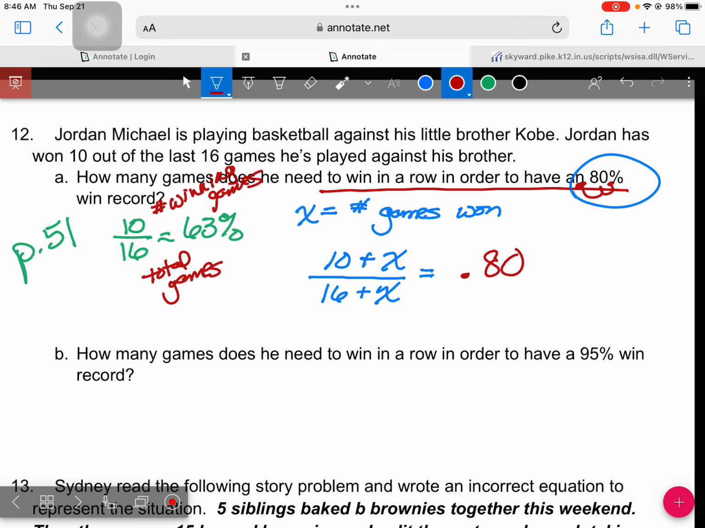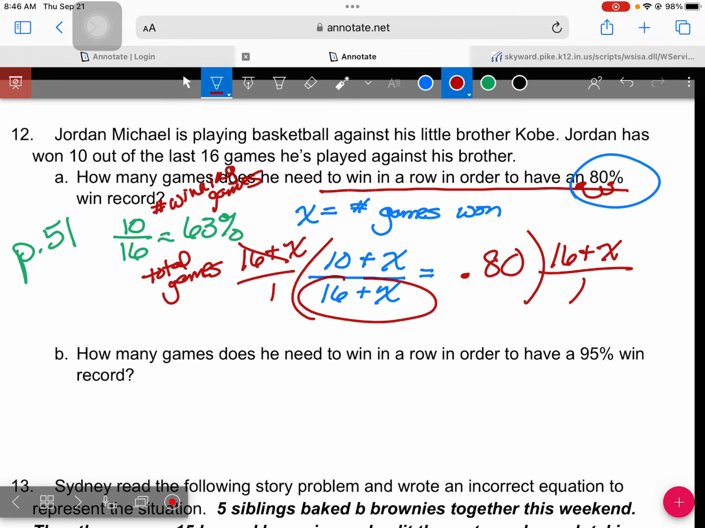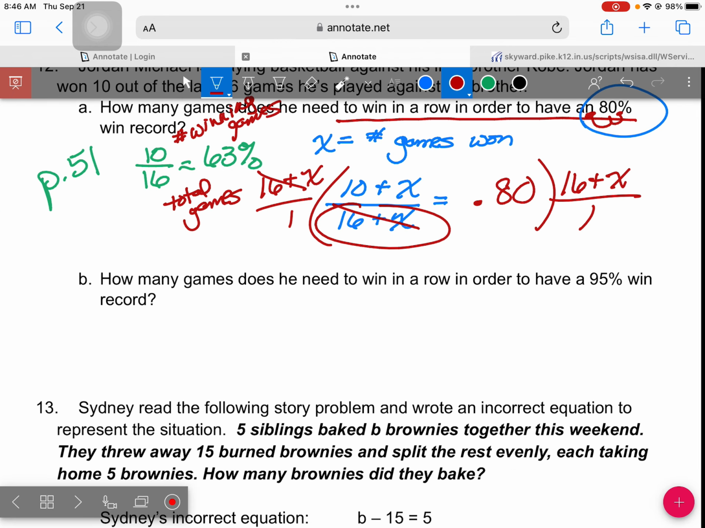Yes. When you have your variable in the denominator, you want to move it out of the denominator. So multiply both sides by that amount, 16 plus X over 1. Over on the left, they're going to simplify out. I'm running out of space. So I have 10 plus X is equal to, and here you're going to have to distribute that 0.8.